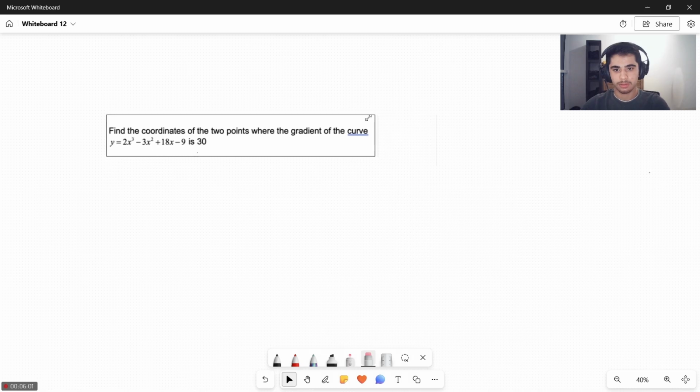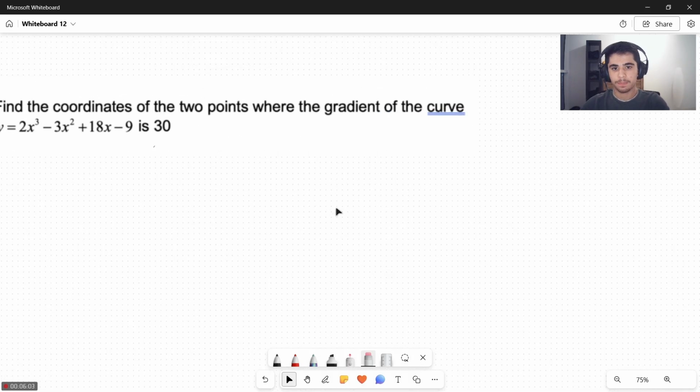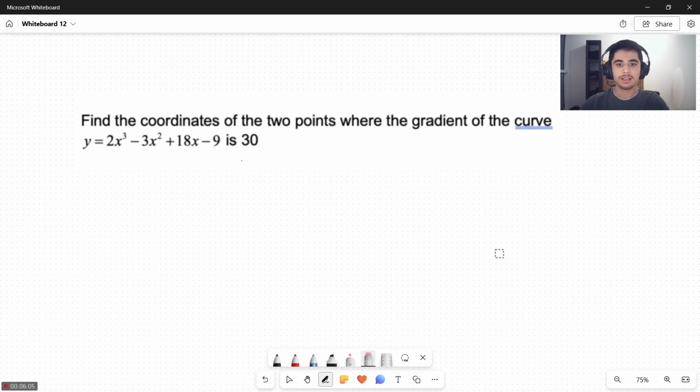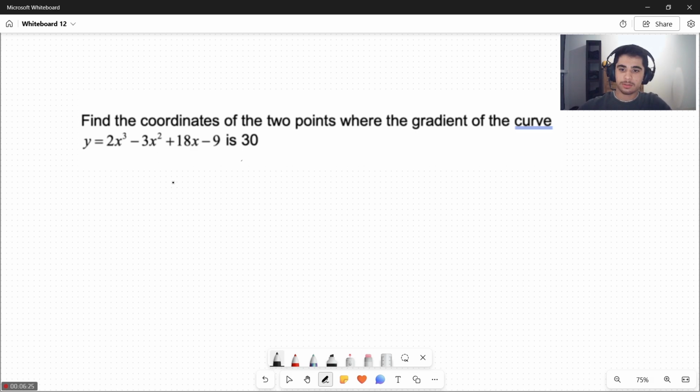Oh, okay, that's better. So find the coordinates of 2 points where the gradient of the curve y equals 2x cubed minus 3x squared plus 18x minus 9 is 30. I've already told you the gradient of a curve means you have to use the derivative. So we'll find the derivative basically.